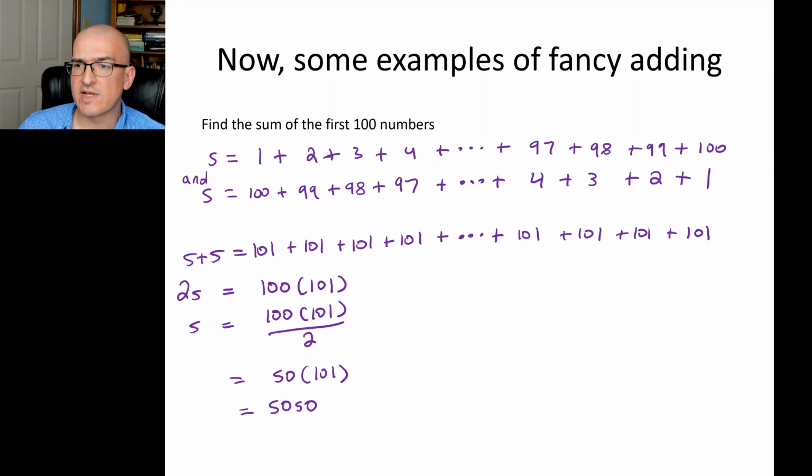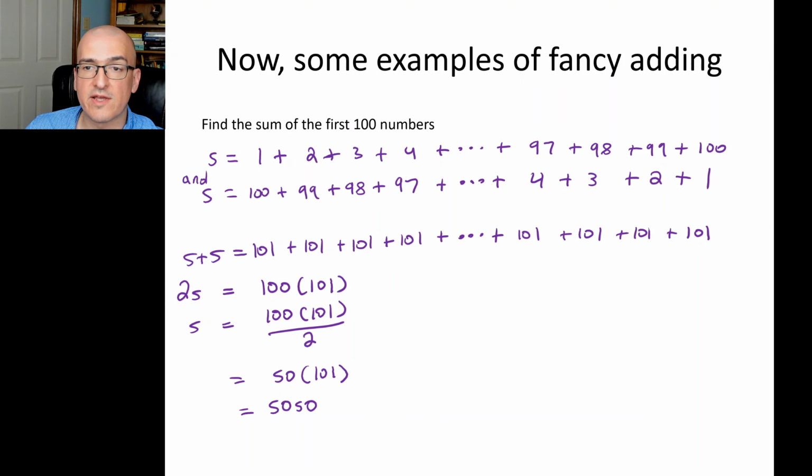I don't think there's any, we did add, we just added 1 plus 100 and 2 plus 99. That's all the adding we did. We had to do some multiplying and some dividing. But definitely faster than trying to manually add it. What's really nice about this is if you can replace that 100 with a million or a billion or a trillion, and it doesn't take any longer. It's the same length calculation.